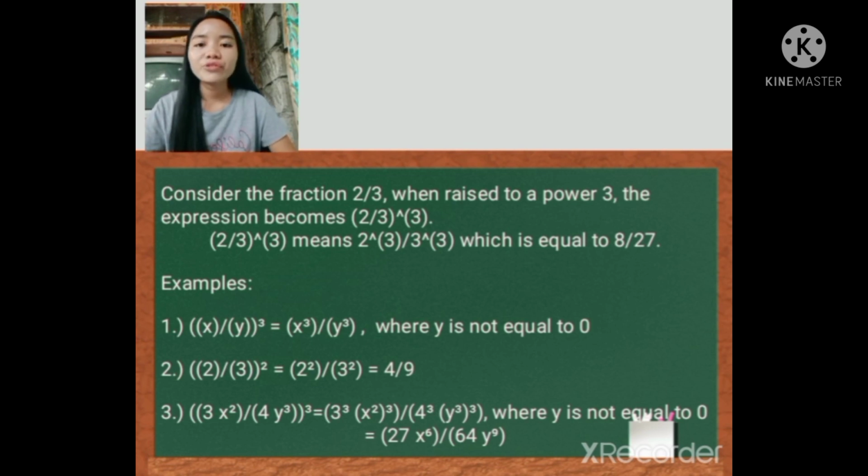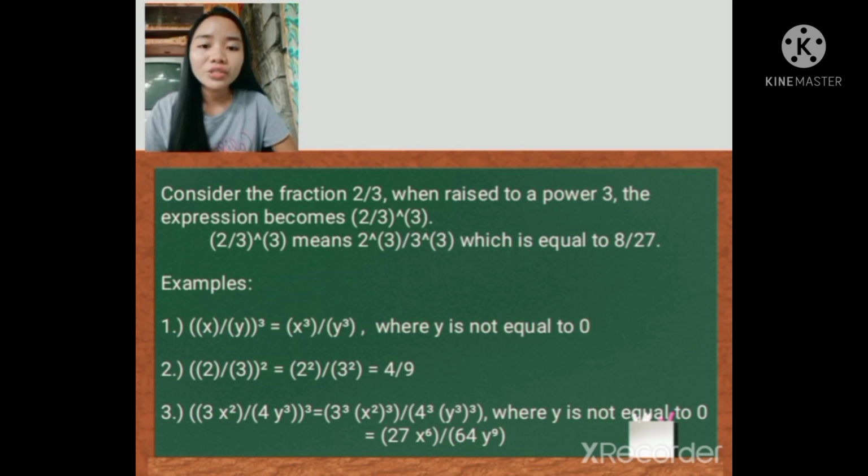For number 3, we have 3x squared over 4y cubed, to the power of 3. So we just distribute the exponent to the numerator and denominator. So we have 3 to the power of 3, x squared to the power of 3 over 4 to the power of 3, y cubed to the power of 3, where y is not equal to 0.